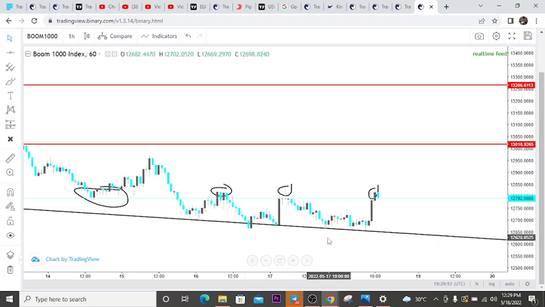After this, the price keeps testing this particular zone, this line, over and over again. Once the price comes down to that zone, there will be a spike. So I discovered this, and now the price bounced back to that zone again for the fourth time. 1, 2, 3, 4, even the fifth time.